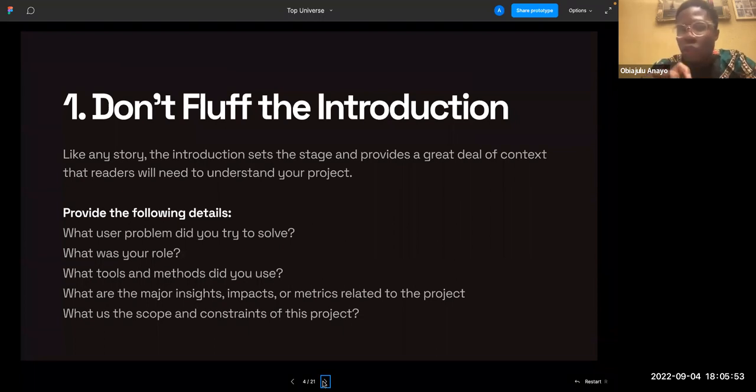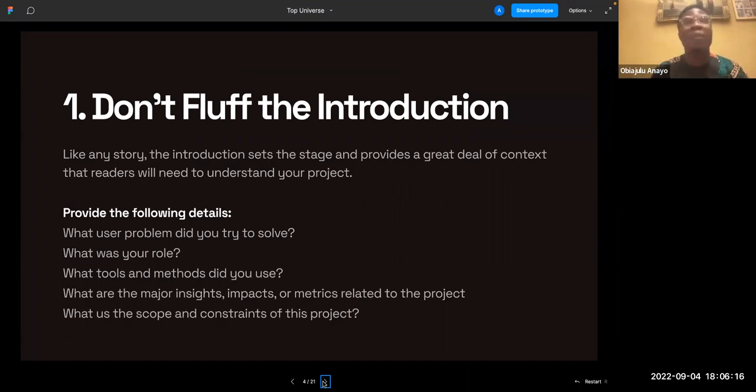Now, this is one of the most important parts. When you're trying to do an introduction, you need to give people insight and metrics related to that project. For example, say I want to design for the fintech ecosystem in Nigeria, and maybe I want to design for savings, a savings app that helps people to save. I'm using a savings app because people are familiar with savings, even though many people don't save.